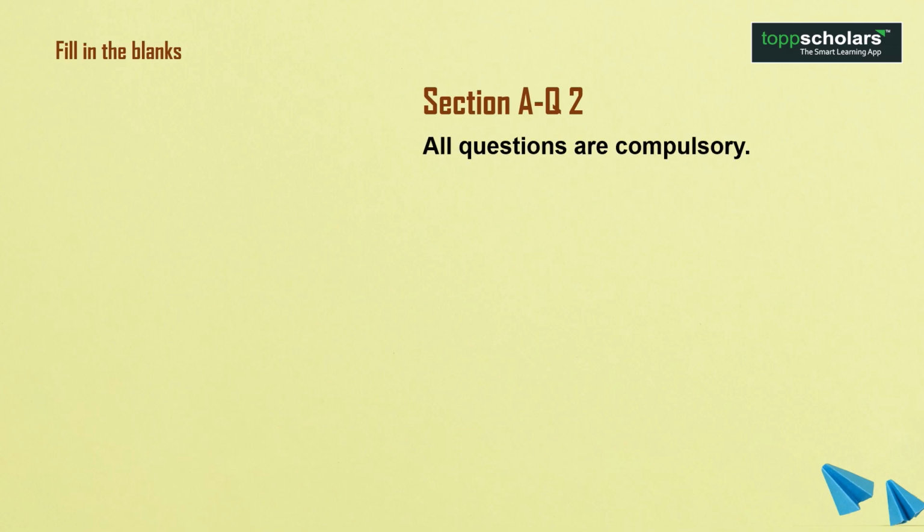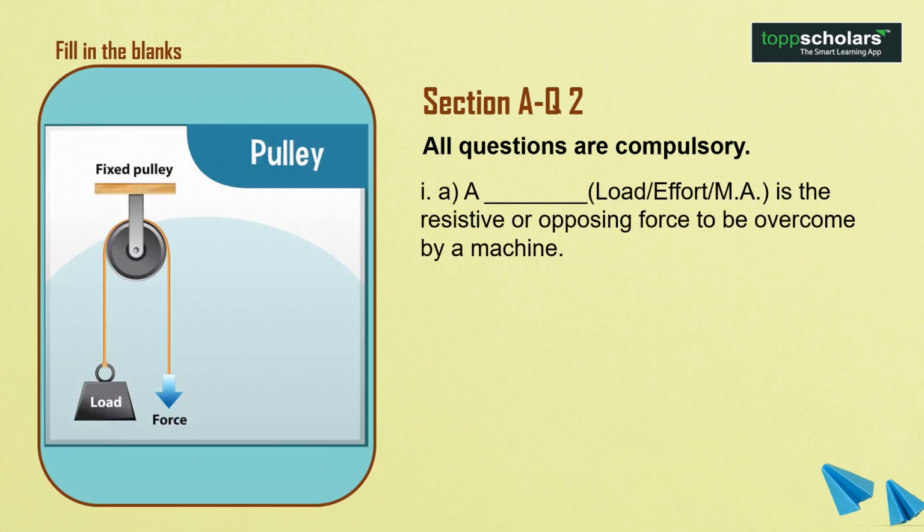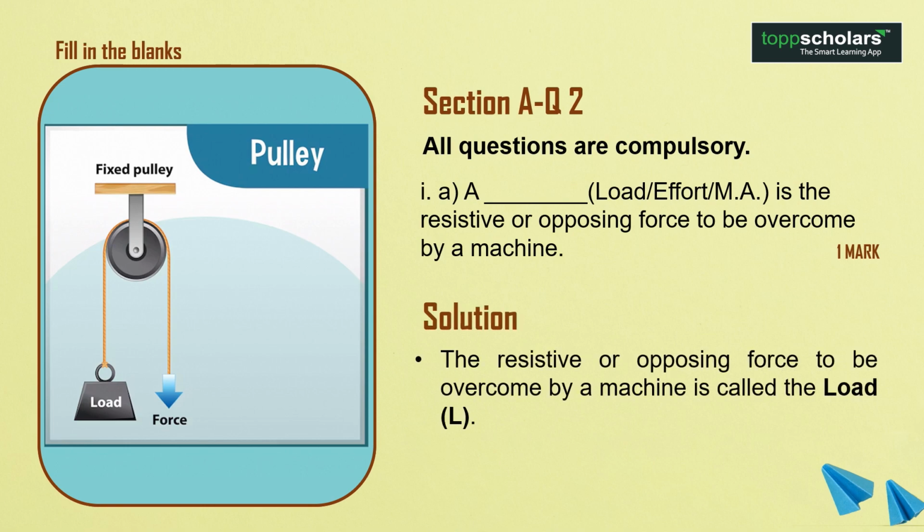So let's see fill in the blanks now. That is your section A, question number 2. It begins now, and please make a note, all the questions here are compulsory. So the first question says, a dash, which is the load or effort, is the resistive or opposing force to be overcome by a machine. So this is the 1 marker, and what is the answer to this? The answer is the resistive or opposing force to overcome by a machine is called as the load. So the answer is load.